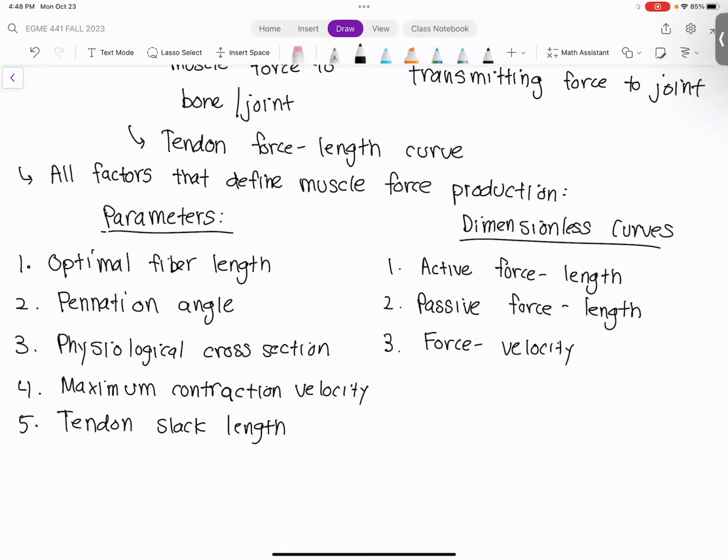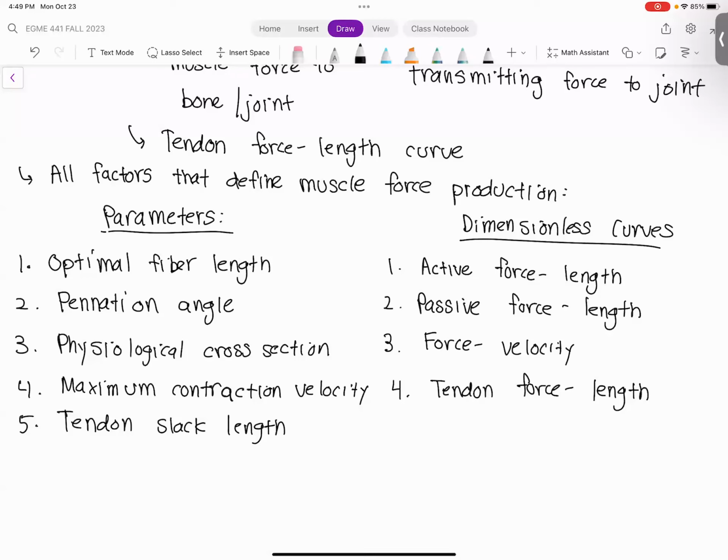All right, next we have the force velocity curve. And so that tells you how much force your muscle can produce at a given velocity. Okay. And that tends to go down as the velocity increases. And then finally, we have the tendon force length curve, which sometimes may play a big role if you have a compliant tendon, but that tells you how much passive elastic force the tendon can produce at a given length.